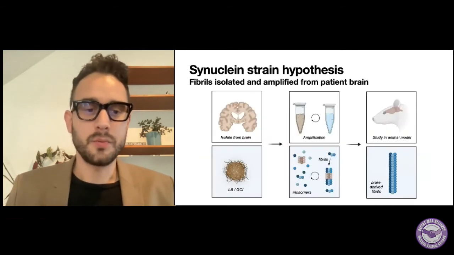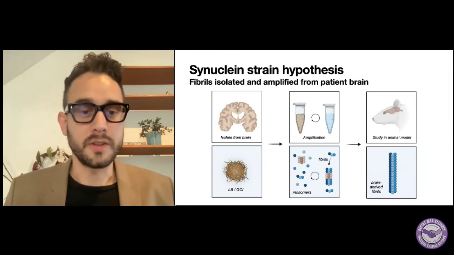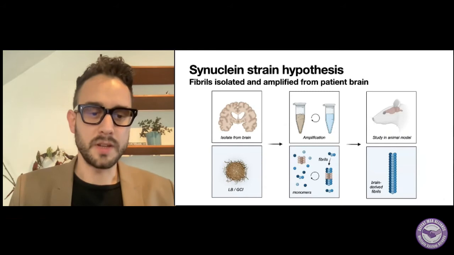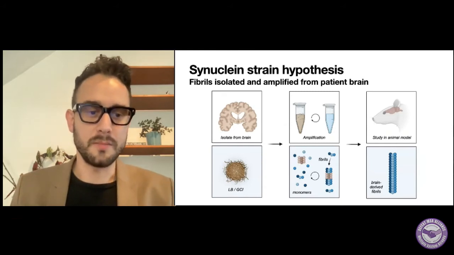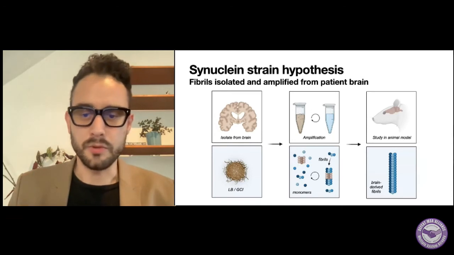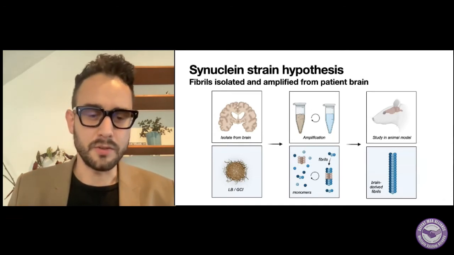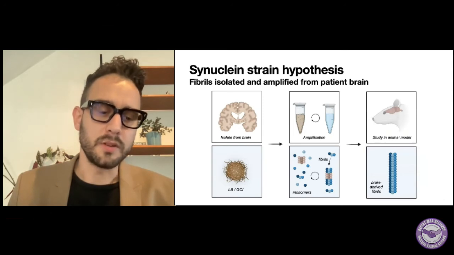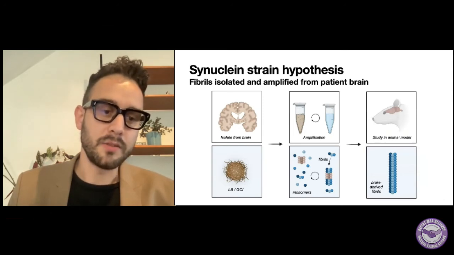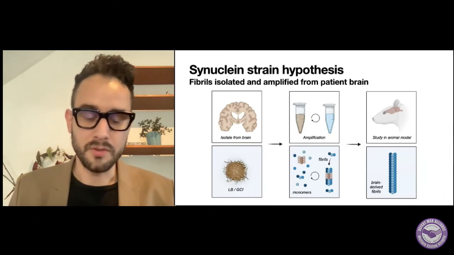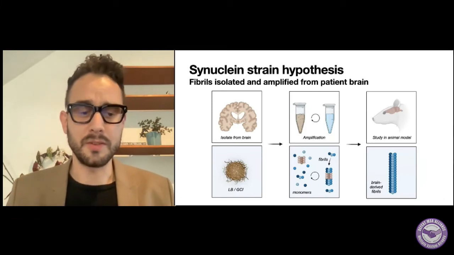And so after this, we also wondered if we could, for instance, isolate these fibrils from a patient brain and then study them in our animal model. And I'm sure this technique will also be explained in some of the other sessions or talks. But very quickly here, what we did is isolate these synuclein deposits from a patient brain, a person with, for instance, Parkinson's disease or multiple system atrophy.